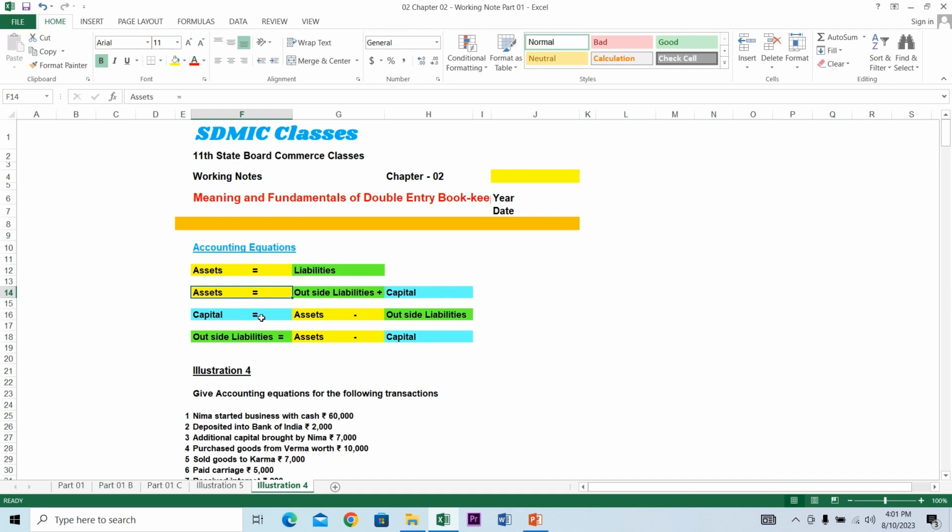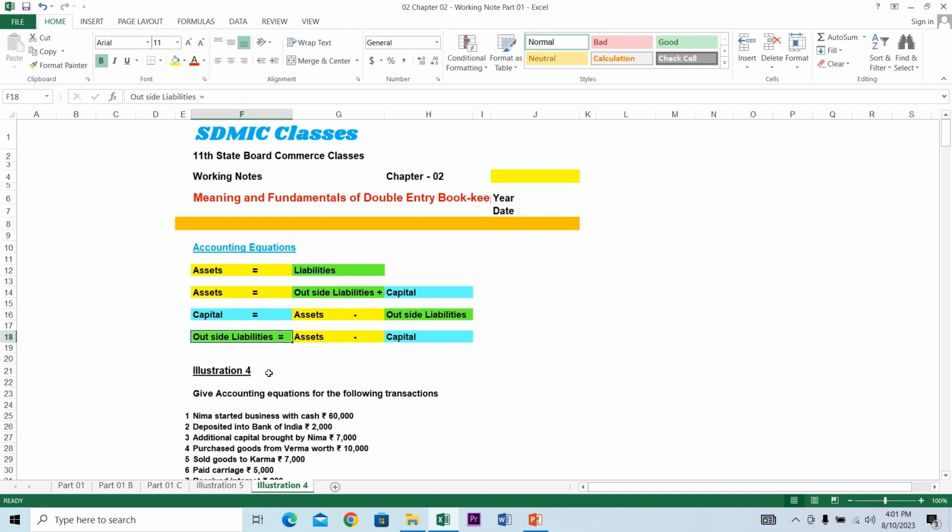Capital is equal to assets minus outside liabilities. अभी इसमें से capital अपने को निकालने का है, तो capital is equal to assets minus outside liabilities. And outside liabilities is equal to assets minus capital. ये accounting equation है. This already we have explained. Now इसका भी एक example करके then we will wind up this chapter.